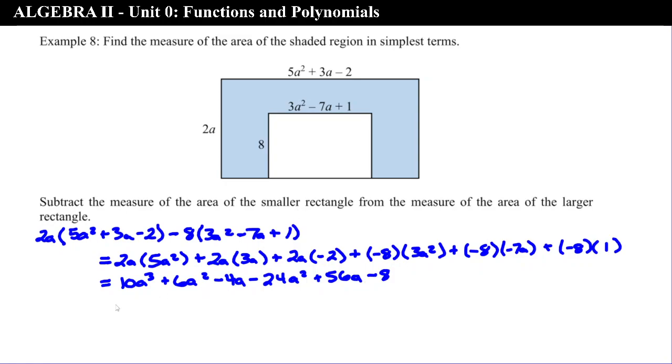And now we're just going to combine what like terms we have. Well, there's nothing to go with the 10a cubed, but we do have two a squared terms. That's positive 6 and negative 24. So that's going to end up giving us negative 18a squared. And then we have negative 4a and a 56a. And when you combine those, you end up with plus 52a. And then minus 8 is by itself. And that's our answer. That would be the area of the shaded region.